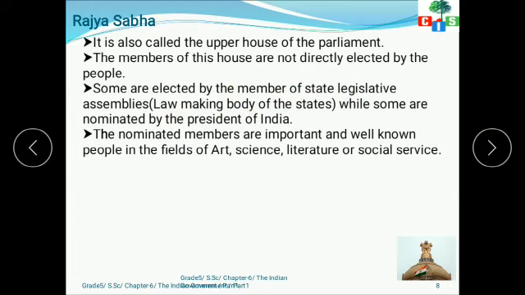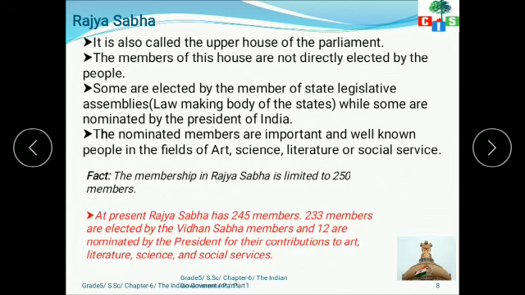Next, the nominated members are important and well-known people in the field of art, science, literature, or social science, right? Now there is one important fact. The membership in Rajya Sabha is limited to 250 members, whereas in Lok Sabha it is 552, right?